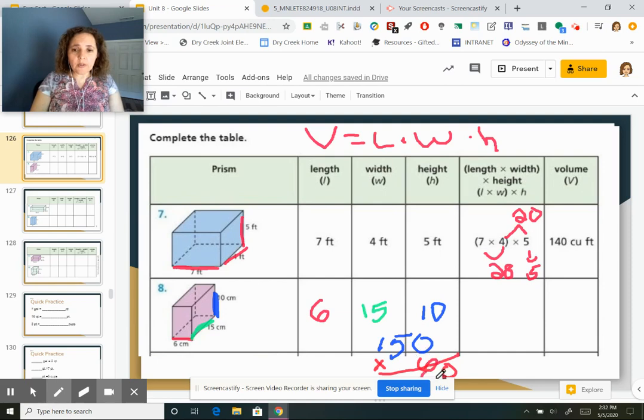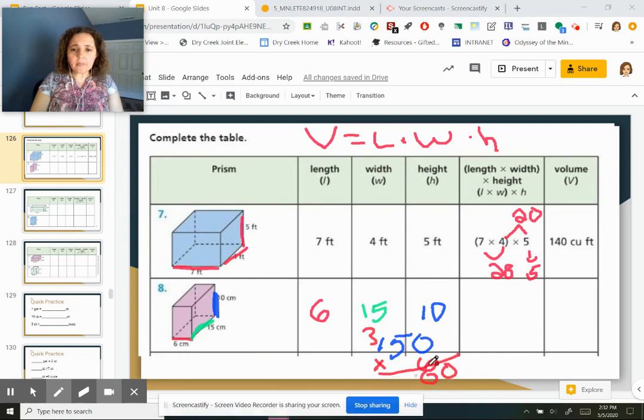So I'm going to put my 0 down, carry my 3, and now 6 times 1 is 6, plus 3 is 9. So my answer is 900 cubic. And notice I can just put the CU for cubic and then centimeters, cubic centimeters.